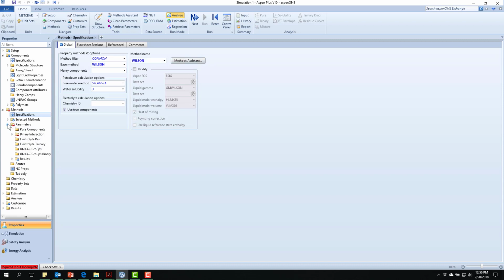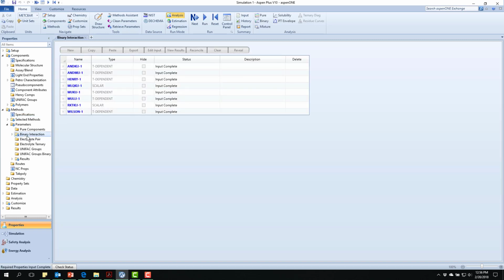I still would need to come in here for parameters, and there's the binary interaction parameters. And normally I just click on it and accept them. If you've made a good choice, these probably are going to be adequate, whatever they've done, but you also have the opportunity to come in and modify those binary interaction parameters if you choose.